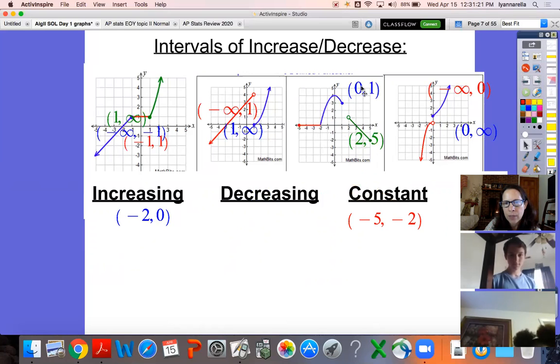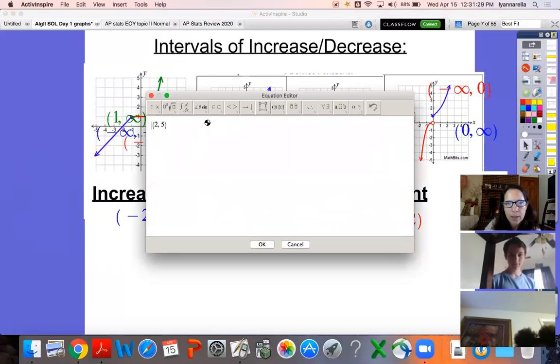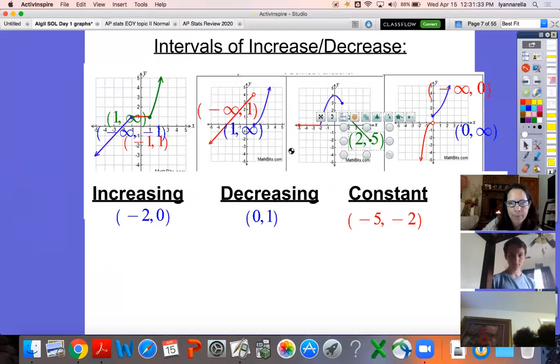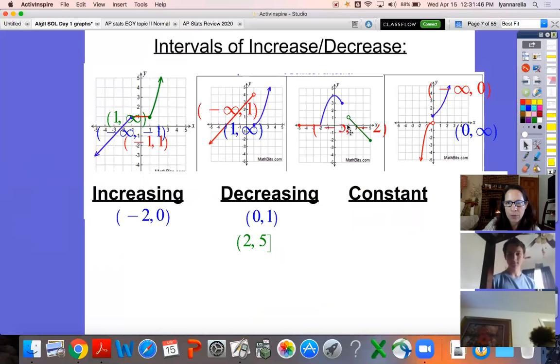And then this piece goes from 0 to 1. So what is that doing? Decreasing. And then this piece goes from 2 to 5. That should be a bracket. 2 to 5. What is it doing? Decreasing. Say it again. Decreasing. Yes. Okay. Good.